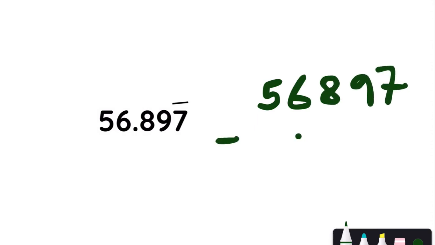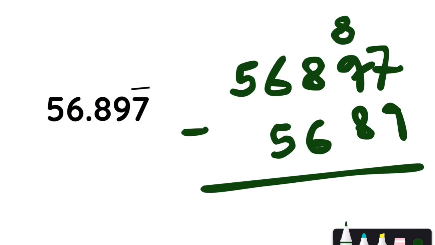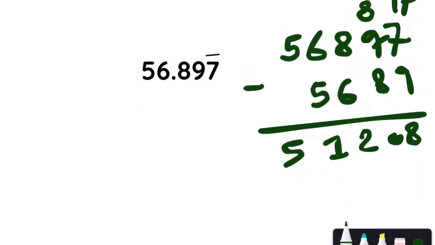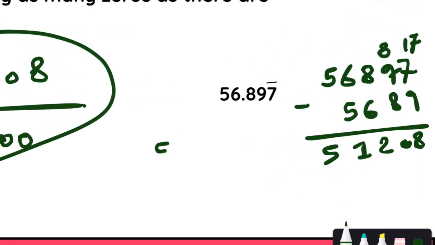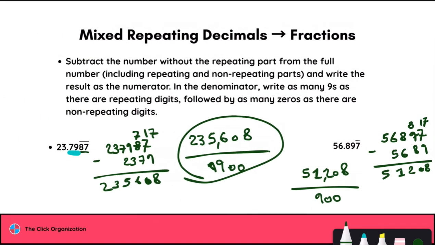So let's do the subtraction at the beginning. 897 minus 5,689. Okay, I'm going to do the subtraction quickly. Okay, so 51,208, and then in the denominator I will write 1 nine and 2 zeros. And this was mixed repeating decimals to fractions conversion.